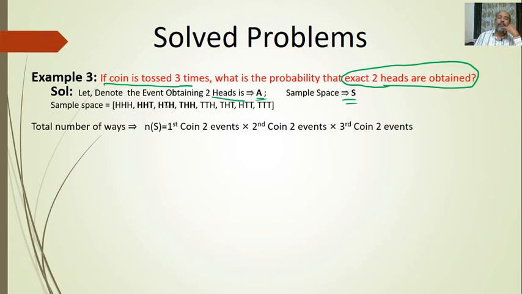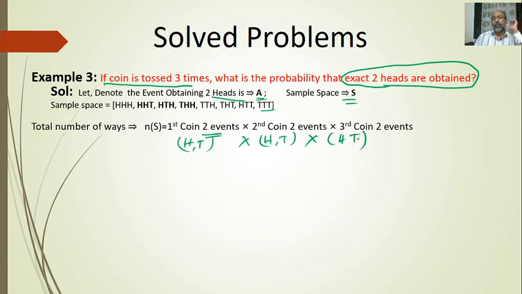So 2 heads and 1 tail, but it is in between 1 tail 2 heads and 2 tails 1 head, 2 tails 1 head, but between 1 head 2 tails, all 3 tails. Okay, we'll write together N of S. N of S is equal to, so first coin 2 events, is it okay? H T for first coin, then second coin also having HT and third coin also having HT.